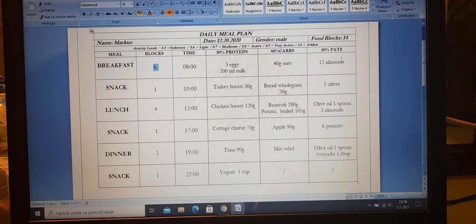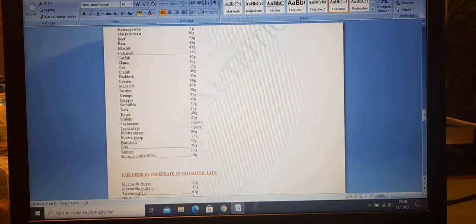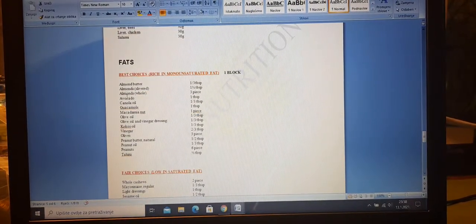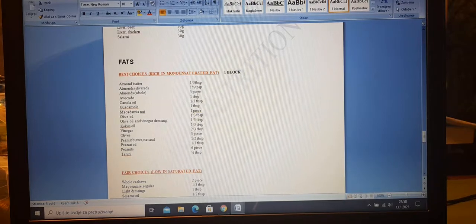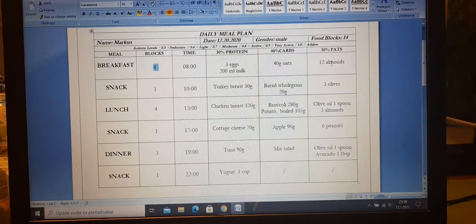And last we have the fats. For this case I take 12 almonds. Again, we go to the food list, to the part of the fats. Let's see the almonds, whole almonds: 3 pieces is one block, so we need 4 blocks. 4 times 3, we have 12 almonds.